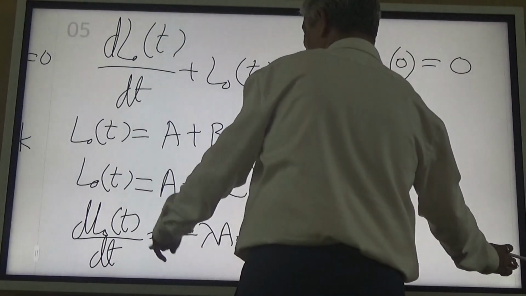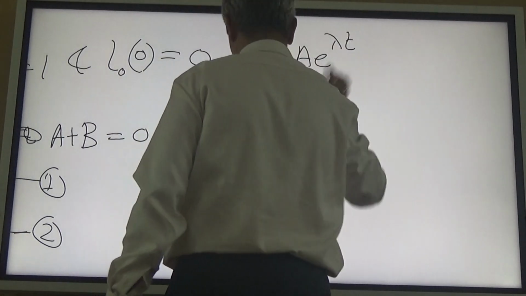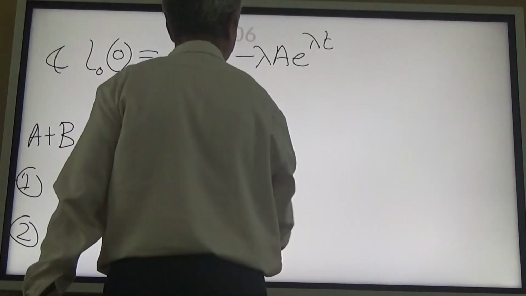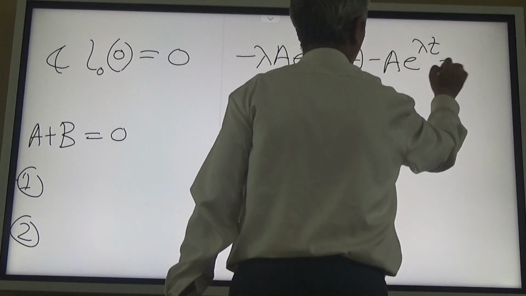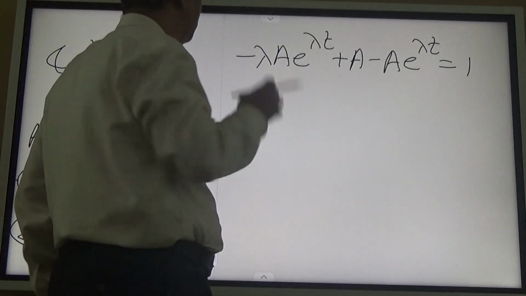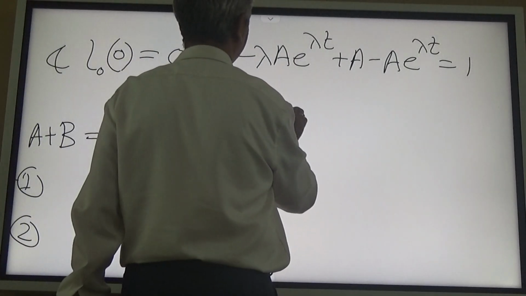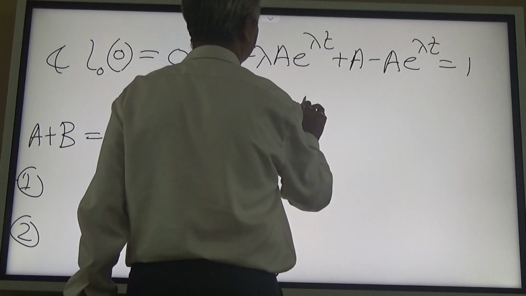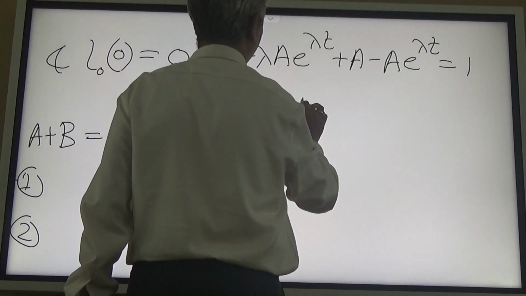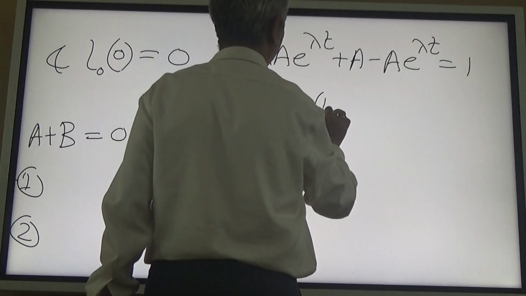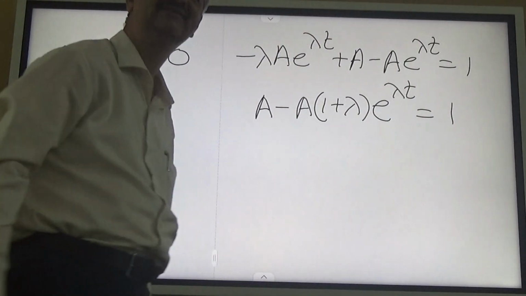So what do we get? What is dL(t) by dt? Minus lambda A e raised to lambda t. What is L(t)? A minus A e raised to lambda t, equal to 1. Is it right? So what does this lead to? Can I write like this? A minus lambda A, so A into bracket 1 plus lambda e raised to lambda t is equal to 1. Is it right? Is it okay?